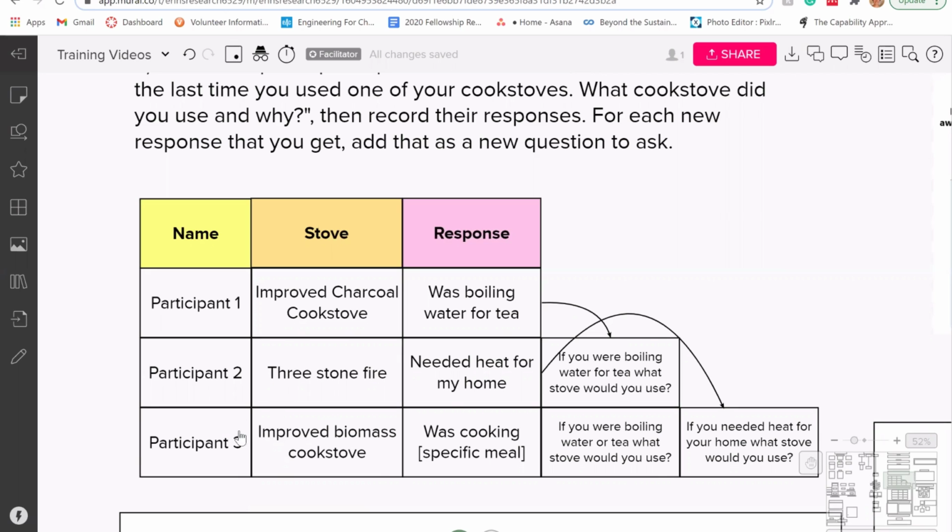So then you go on to participant 3, ask the same question. Let's say they were using their improved biomass cook stove because they were cooking this specific meal.